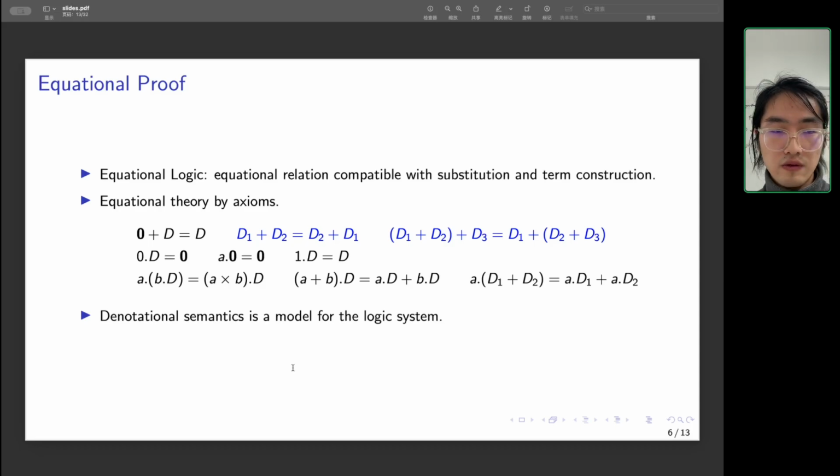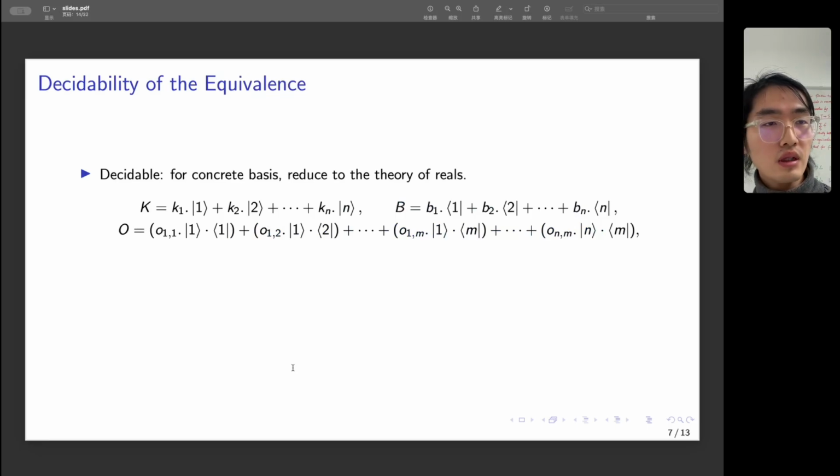Our goal is to prove the equivalence according to their interpretations. But the other way does not hold. So there are some equivalences that hold in denotational semantics, but they cannot be captured by these axioms. So the logic itself cannot be complete.